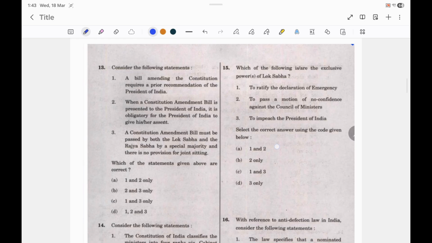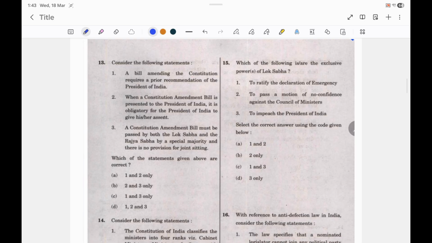So now moving to the first question, it is talking about the constitutional amendment. Now, constitutional amendment is mentioned in Part 20 of the Indian Constitution. Article 368 talks about it. Now, read statement 1. A bill amending the constitution requires a prior recommendation of the President of India. This is not correct. When a constitutional amendment bill is presented to the President of India, it is obligatory for the President to give his or her assent.